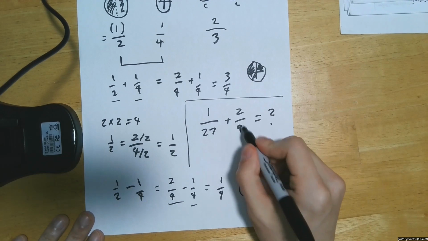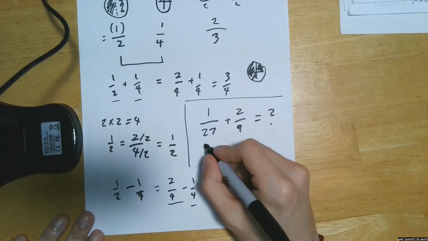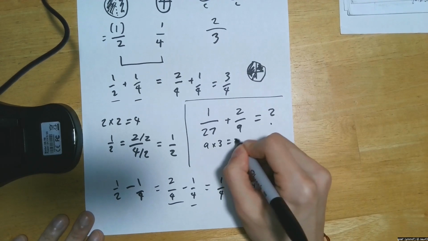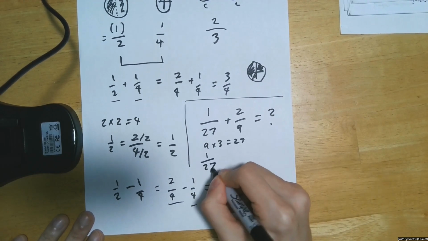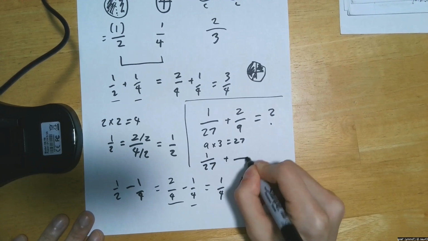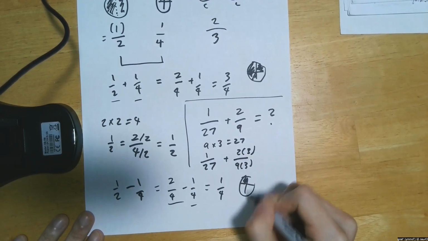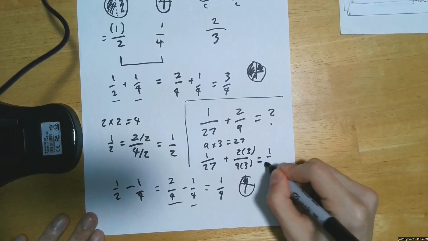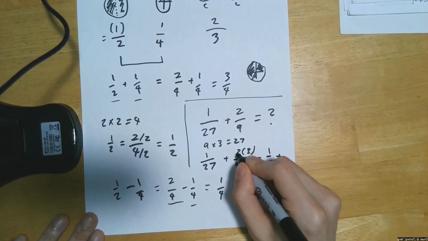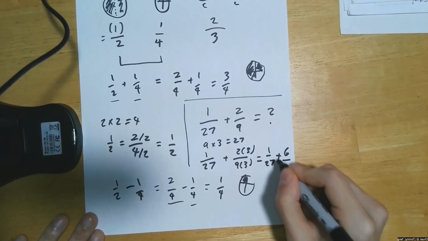So now we need to know how many times does 9 go into 27? 3 times. This is because 9 times 3 is 27. So this means what we can do is we can write 1 over 27. And then if we multiply the bottom part by 3, we can also multiply the top part by 3 like this. So what we get is 1 over 27 plus 3 times 2 is 6 over 9 times 3 is 27.